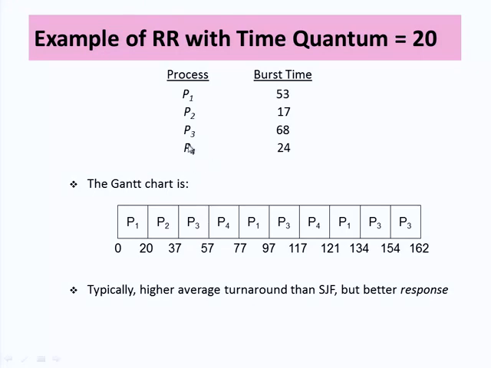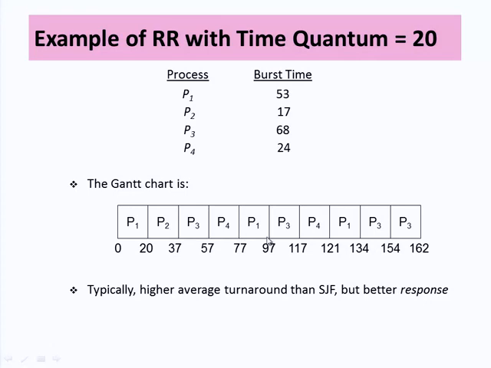And then you take P4, that needs 24 milliseconds. 24 milliseconds means it will be given 20 milliseconds first, from 57 to 77, and it will be queuing for the remaining 4 milliseconds. It will be queuing behind P1 and P3. Now, it's P1's turn again. So P1 now becomes what? The head of the queue, and it's left with 33 milliseconds.